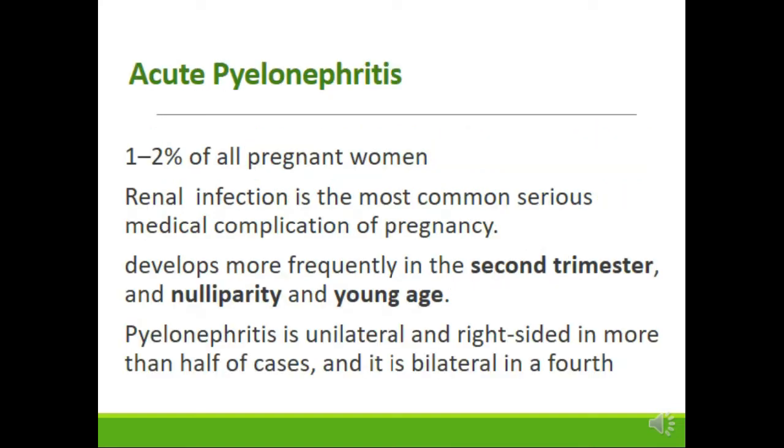Acute pyelonephritis. It affects about 1 to 10% of all pregnant women. Renal infection is the most common serious medical complication of pregnancy. It develops more frequently in the second trimester, in nulliparous and young women, who are more susceptible to acute pyelonephritis. It is unilateral and right-sided in more than half of the cases, and bilateral in a fourth of cases.